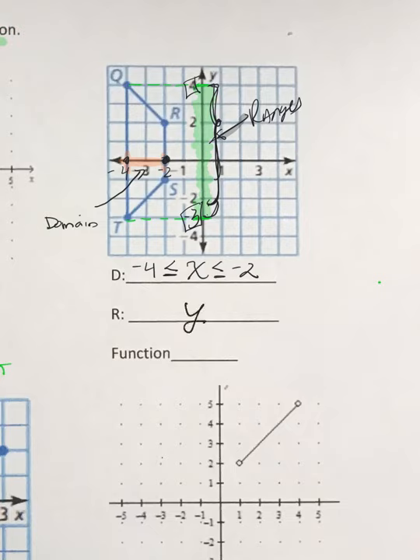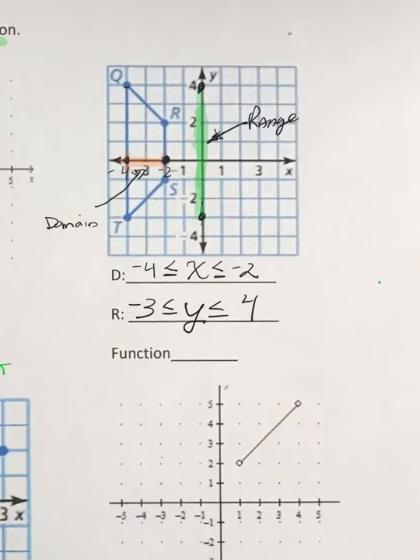So we're going to write y, and it's between -3 and 4. The lowest it went was -3 and the highest it went was 4. We always put the lowest number on the left and the highest number on the right, and it's always less than or equal to. And then let's check to see if it's a function.